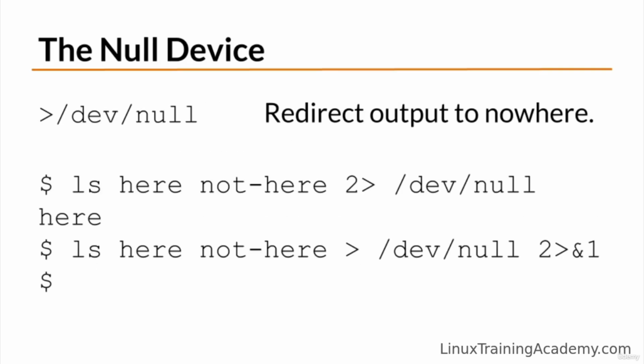If you want to ignore output, you can send it to the null device, which is /dev/null. The null device is a special file that throws away whatever is fed to it. You may hear people refer to this as a bit bucket. If you don't want to see errors on your screen and you don't want to save them to a file, you can redirect them to /dev/null, for instance.